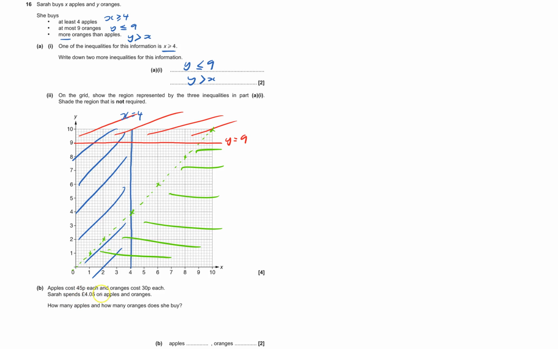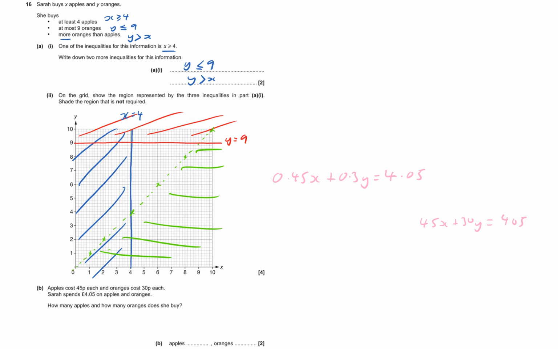And now I've got to do this. Apples cost 45 pence each and oranges cost 30 pence each, so that'd be 0.45x plus oranges is Y, isn't it? 0.3y equals 4.05. If I wanted to, I could times that through and do it in pence and get 45x plus 30y equals 405. Doesn't really matter.